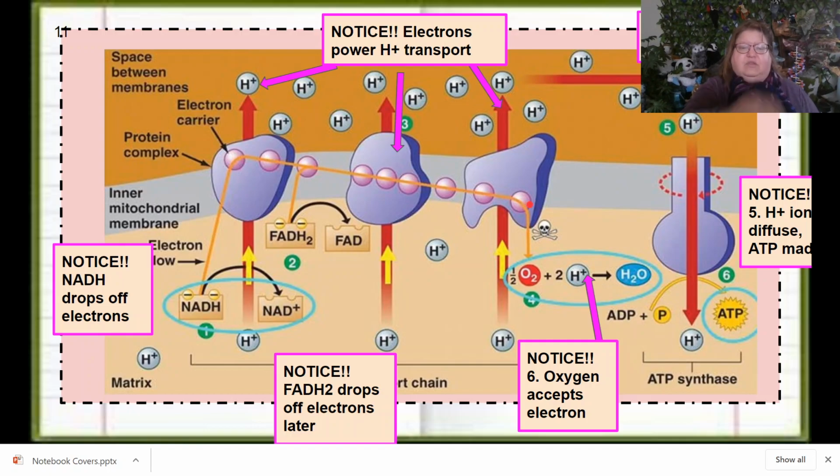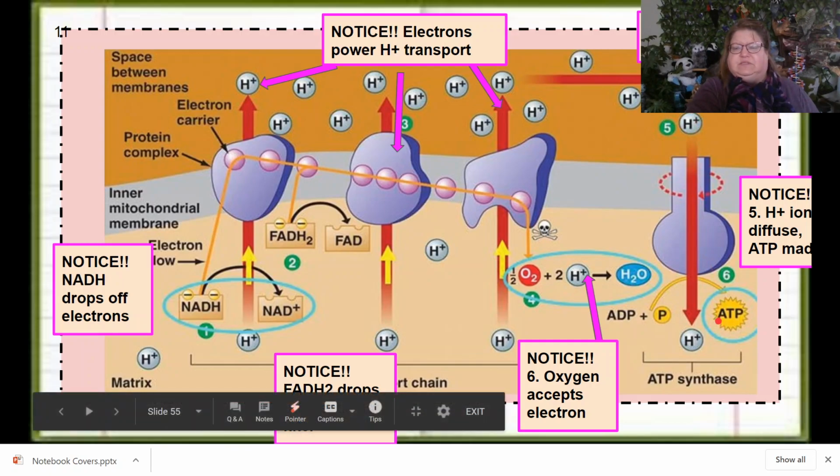Now the thing I like about this diagram is it shows you this keeps happening. Electrons keep getting shuttled down until oxygen keeps it at the end. Keep thinking, what happens if this oxygen is not there? Again, here are the electrons that are fueling and powering the hydrogens getting pumped over. And then the last step over here, we have a high concentration of hydrogens. They can diffuse through our ATP synthase, and then ATP gets made.